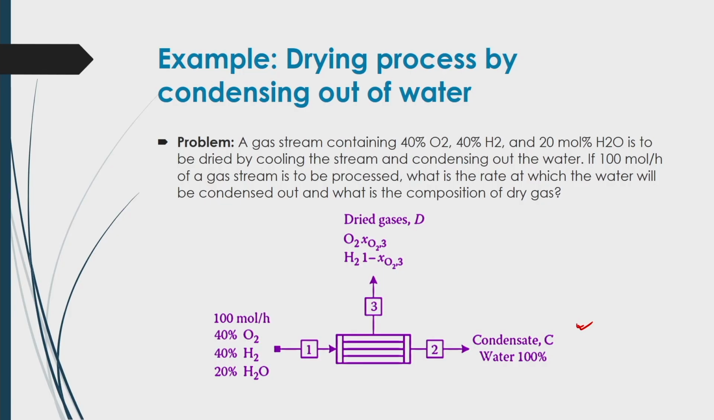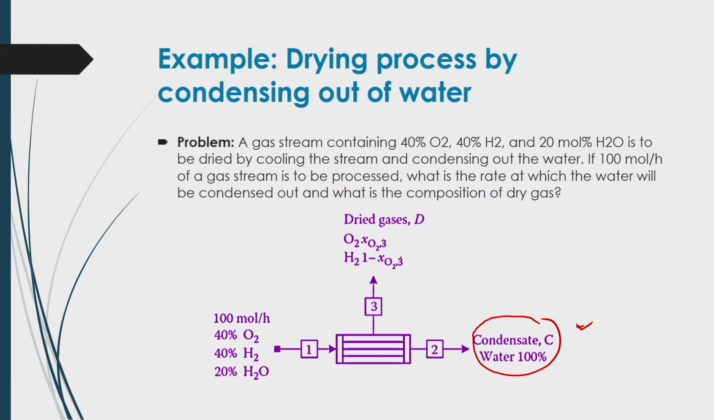In this case, the composition of the feed stream is 40% oxygen, 40% hydrogen, 20% water vapor. Now, this is to be dried by cooling the stream and condensing out the water. At stream 2, this condensate will come out as amount C, where water will be 100%, no other composition will be there, like oxygen, hydrogen will not be there.